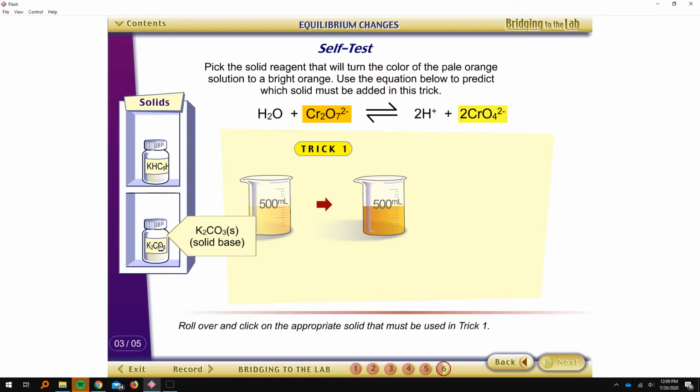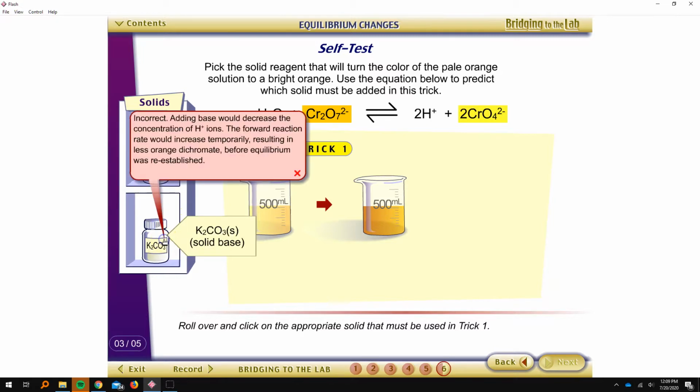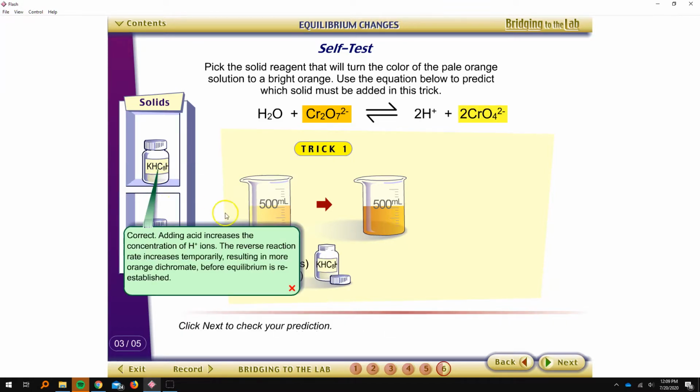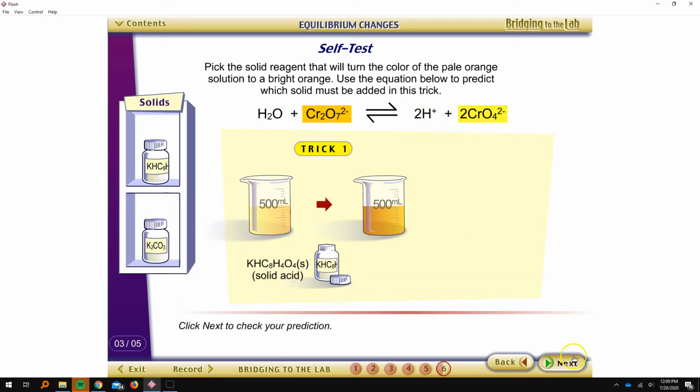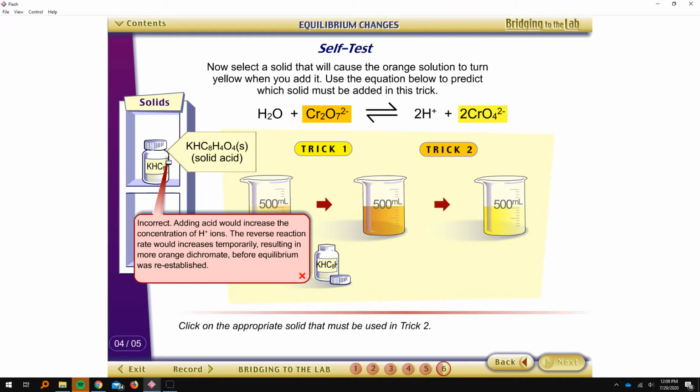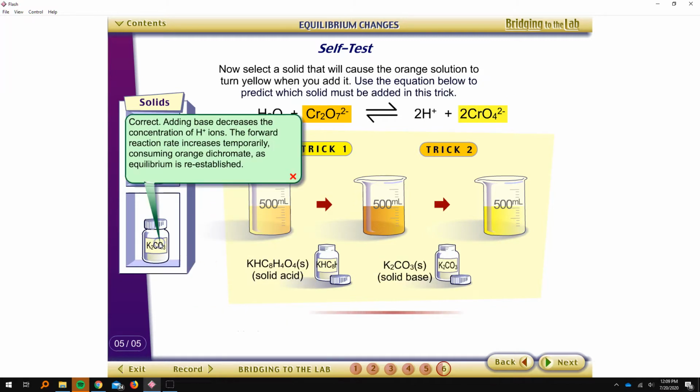So choose which one you think we need. Oh, not that one. We need these guys. We need the H pluses. Going from orange to yellow on the second part, I need to get to this side. So do I need an acid or do I need a base? Acid? Oh, no. Base? Yes.